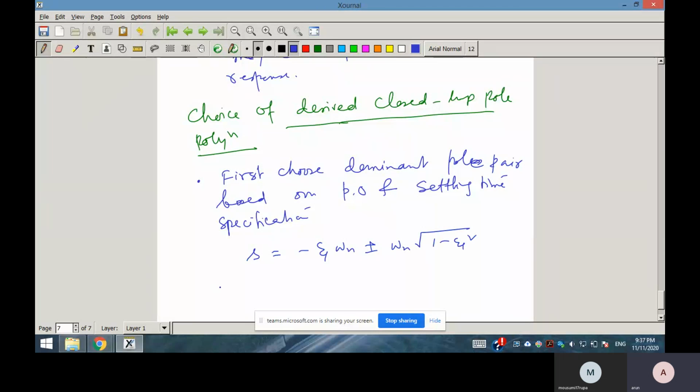So what is your zeta? Peak overshoot is equal to e to the power minus zeta pi by root under 1 minus zeta square. And settling time ts is equal to 4 by zeta omega n. So from these two relations you will obtain zeta and omega n. Once you get zeta and omega n, you plug them in to obtain this dominant pole location.